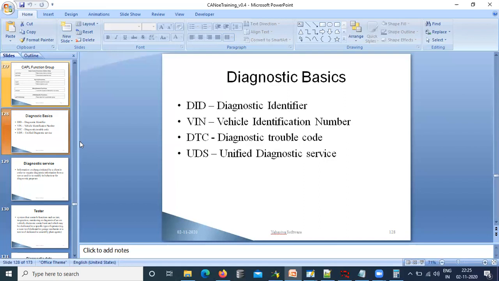In UDS we have some parameters like SID, subfunction, DIDs and RIDs. It's better to teach you only.